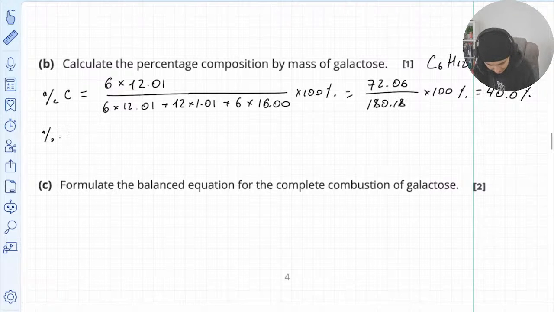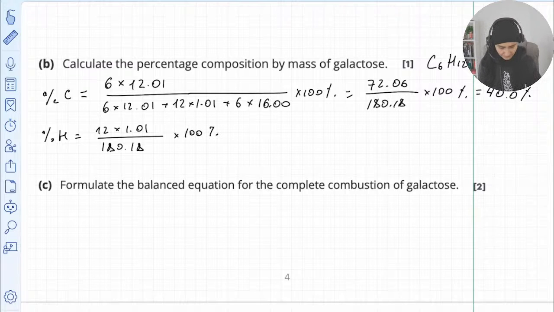40%, then the percentage of hydrogen would be 12 times 1.01, now I know the molar mass, over 180.18. I'll just double check the Mr. Yeah. Over 180.18, that's 6.73. Well, and oxygen must be the rest, right? So you can just subtract 100 minus 40 minus 6.73, but I'll calculate and see if it adds up to 100 just to double check.